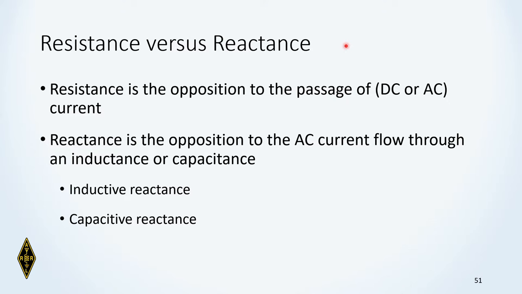So resistance versus reactance. These are both oppositions. They both represent opposition to the flow of current, AC in particular. Resistance is the opposition to the passage of either DC or AC current. Reactance is the opposition to the AC current flow through the inductor or capacitor. It only applies to alternating current at a given frequency. We've got inductive and capacitive reactance. It only comes into play with AC circuits, again the idea of putting energy into the component and then that component being willing to give it back.